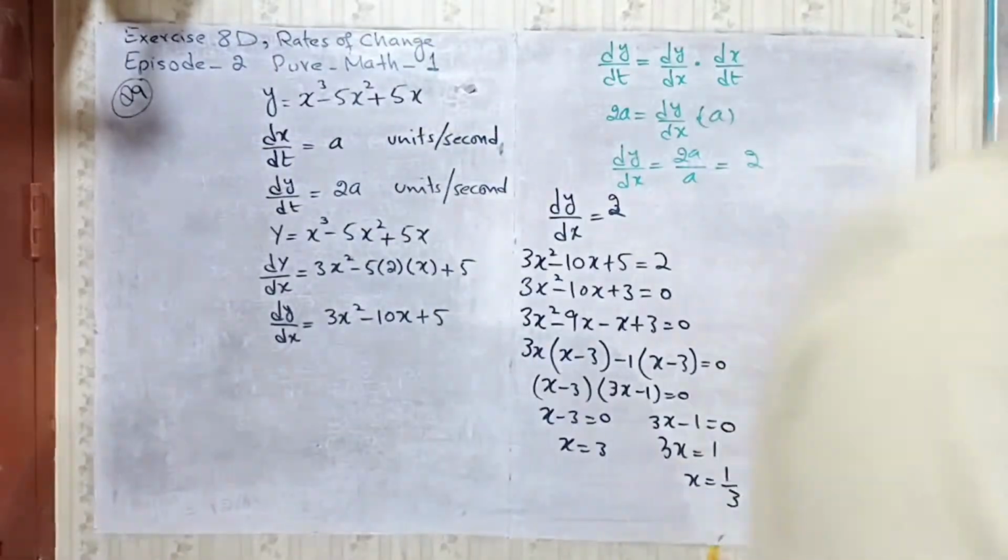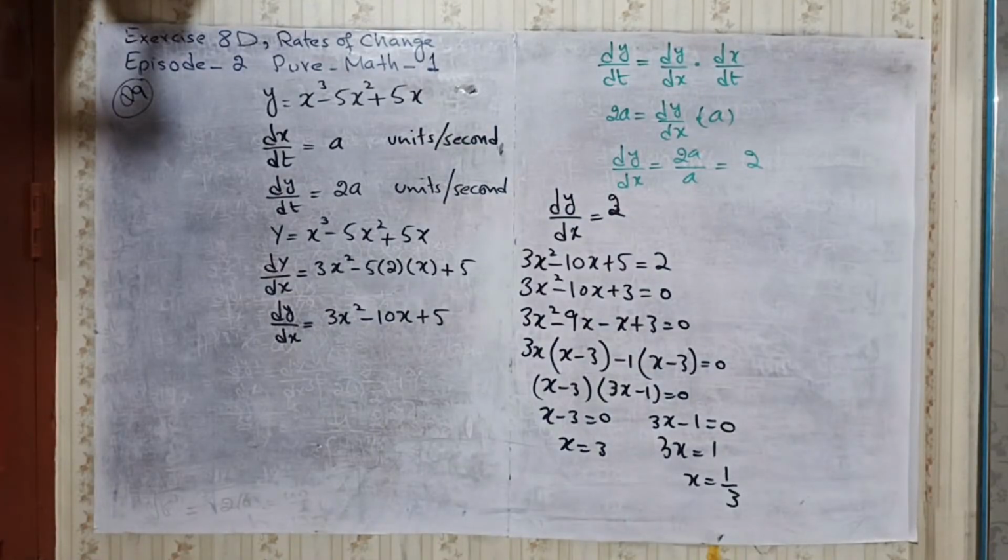So at one point where this will happen, the x coordinate will be 3. And at the other point, where the rate of change of y will be double the rate of change of x, the value of x will be 1 by 3. And this is what they have asked us to do. So we are done with question number 9 in exercise 8D.